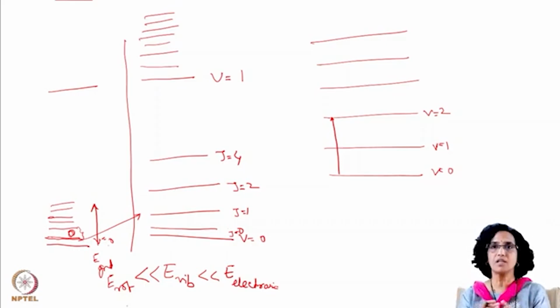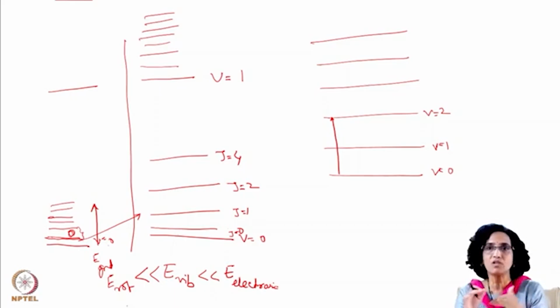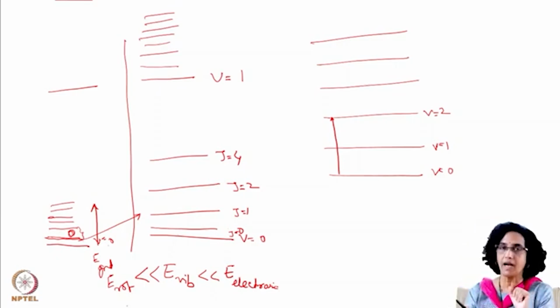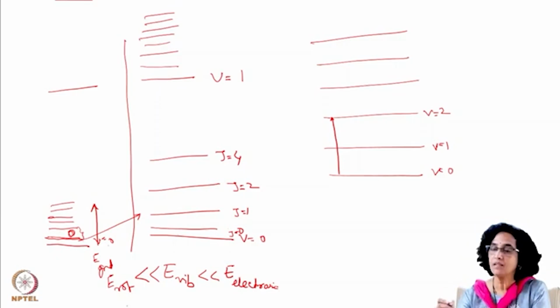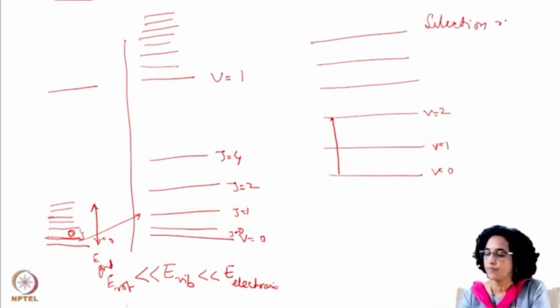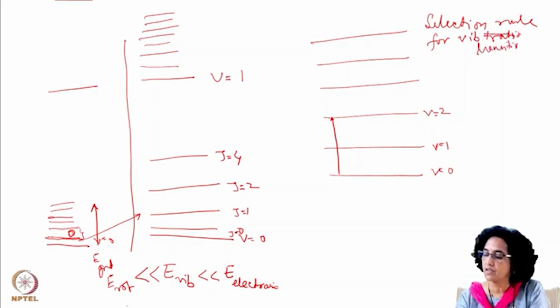Here, we come across what are known in spectroscopy as selection rules. There are certain selection rules which forbid certain transitions and which allow certain transitions. We will not go much deeper into why this happens, but at this point, let us understand that the selection rule for vibrational transitions is delta V equal to plus or minus 1.